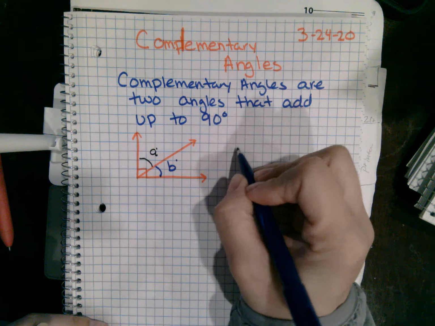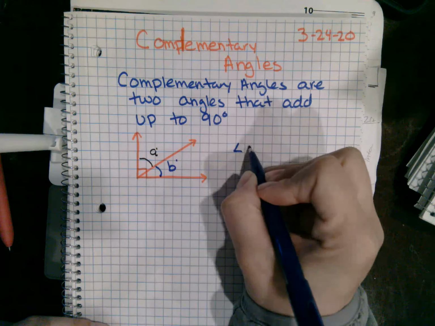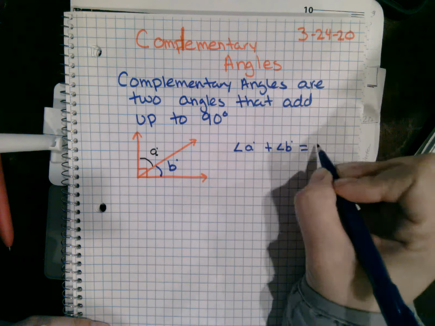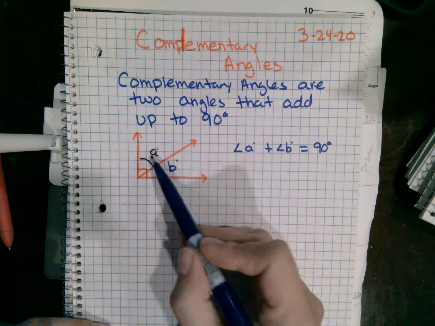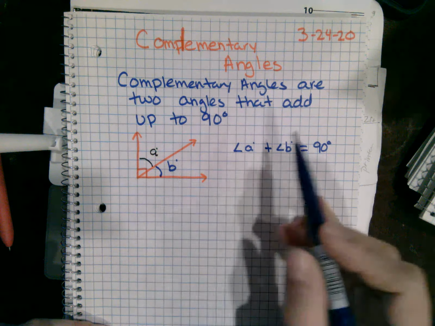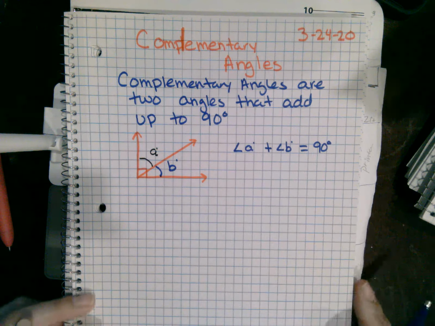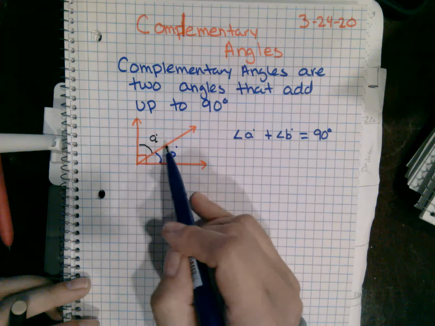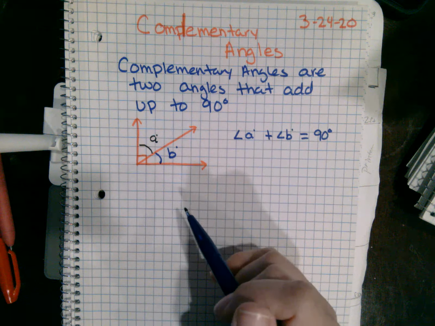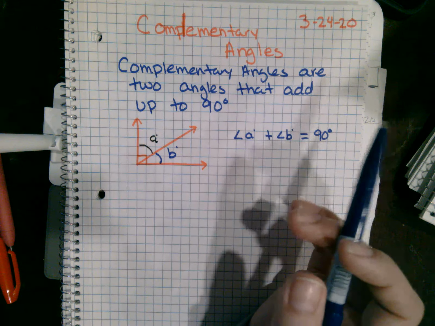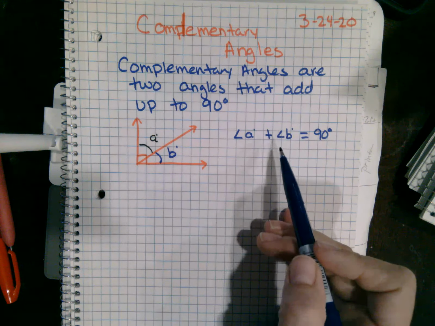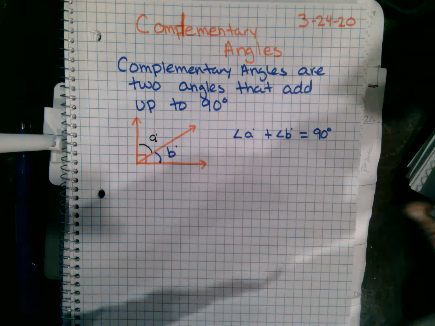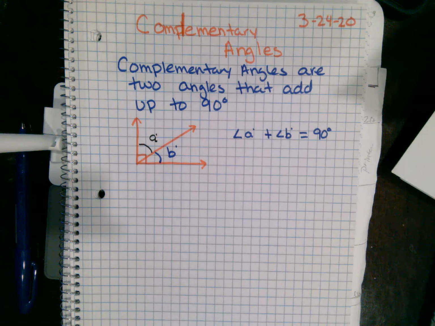So if I have, this is a universal symbol for angle. Angle A plus angle B is equal to 90 degrees. So when I add up this angle and I add up this angle, together they equal 90 degrees. That is called complementary angles. Two angles that add up to 90 degrees. If you have one angle, it's called a right angle. But because we have two, added together gives you complementary angles. Okay? It's pretty easy, I think.